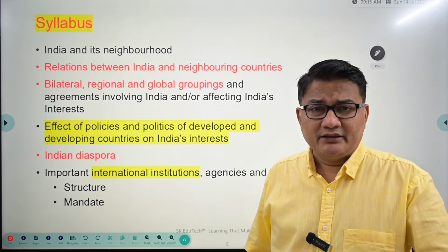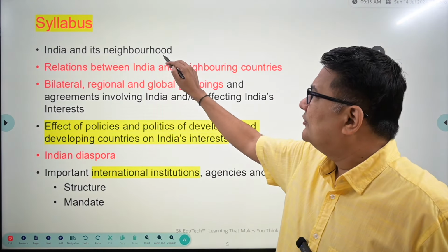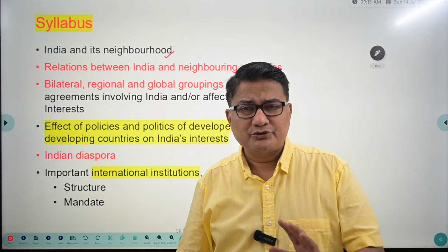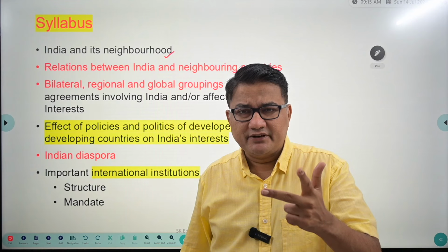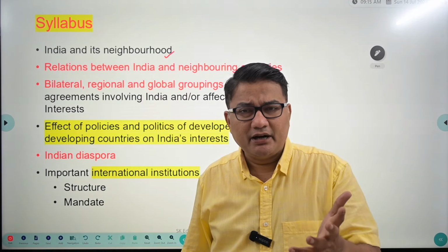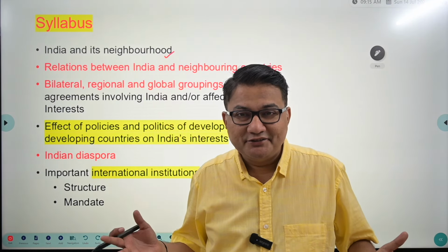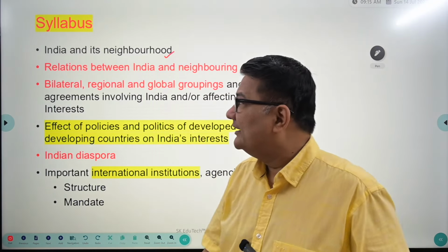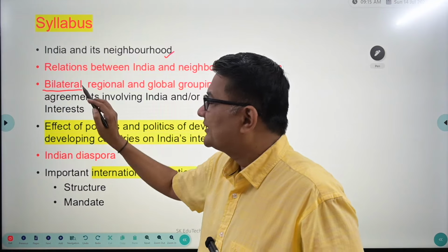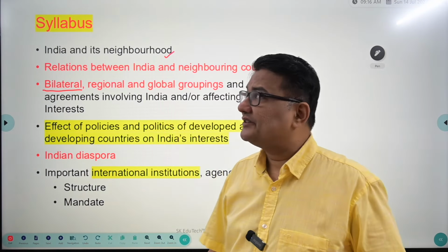Listen carefully. The moment you say Indian neighborhood, don't you think that itself means you're supposed to cover India and its neighboring countries, meaning Pakistan, Bangladesh, Afghanistan, Myanmar, Sri Lanka, Nepal, Bhutan. All these things you have to cover. Then you have to cover bilateral relations. Then comes the next question: what do you mean by bilateral relations?